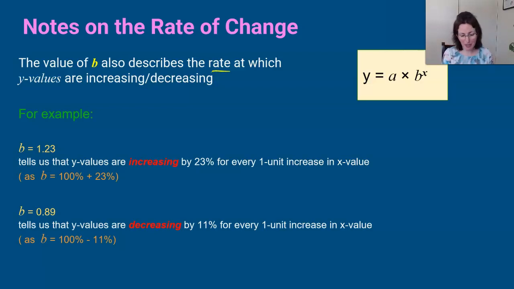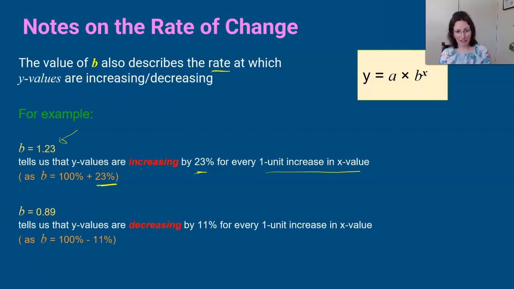So for example, if the b value was 1.23, you might be familiar with that from different topics, like some financial maths topics, where it's a multiplier. So if we're multiplying something by 1.23, we're actually increasing it by 23%, which means for every 1 unit that we go across in the x value, so on your x-axis or in a table of values, the y value is increasing each time by 23%. As you can see, that's why these graphs get so high and tall so quickly.